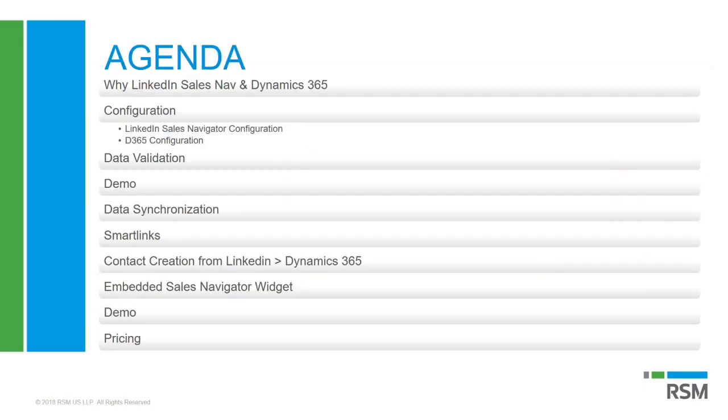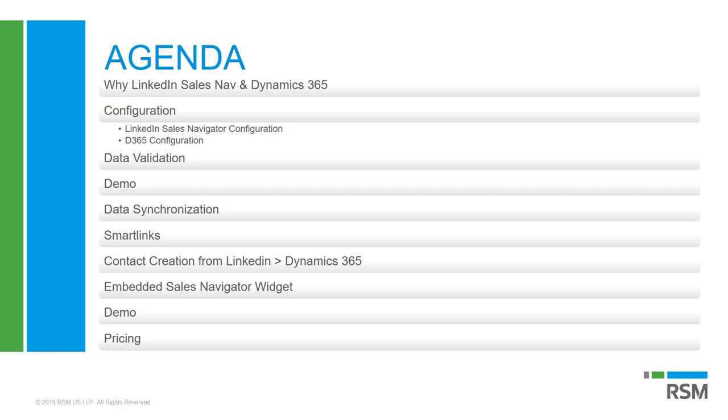Now, some of the things I'm going to be covering today: obviously we want to discuss why LinkedIn Sales Navigator. Then we're going to talk a little bit about really digging into that configuration. We're going to have two different places where we need to do that setup, one from the LinkedIn Sales Navigator side, and then also on the Dynamics 365 side as well. Then we're going to talk a little bit about data validation and some other configuration items that we can set up. And then we're going to go into a demo.